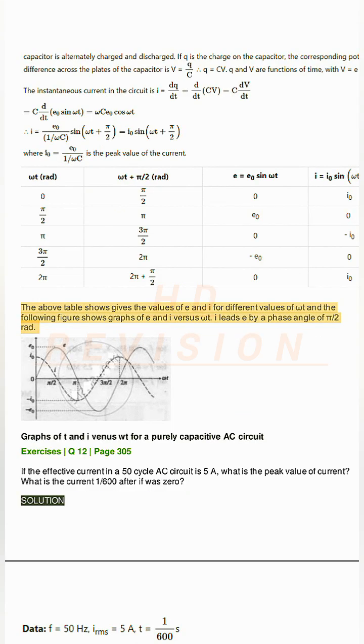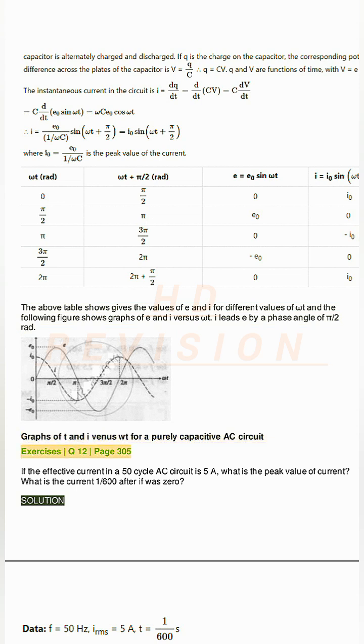The above table gives the values of E and I for different values of omega t, and the following figure shows graphs of E and I versus omega t. I leads E by a phase angle of pi/2 rad. Graphs of E and I versus omega t for a purely capacitive AC circuit.